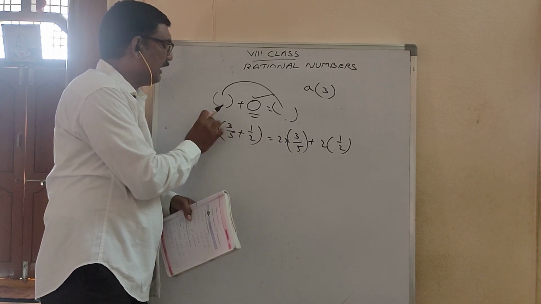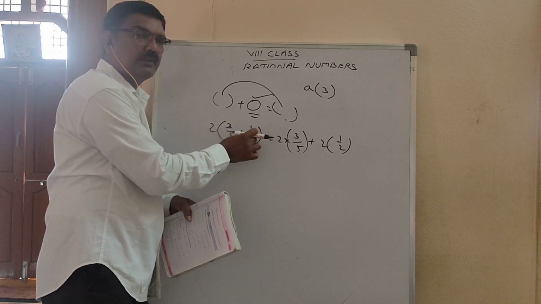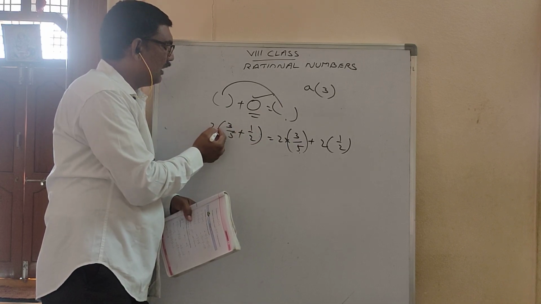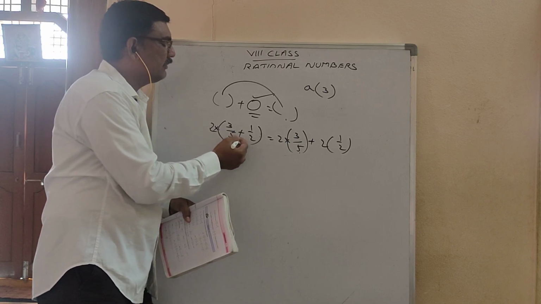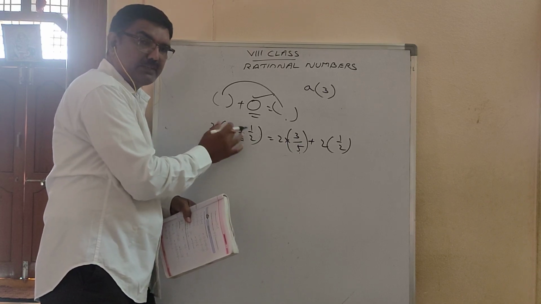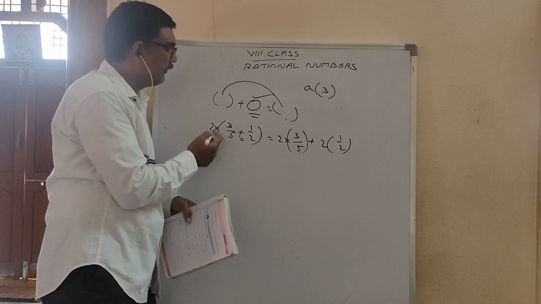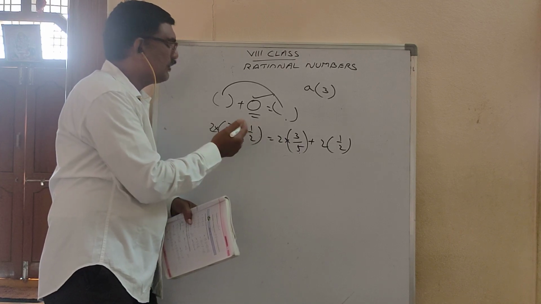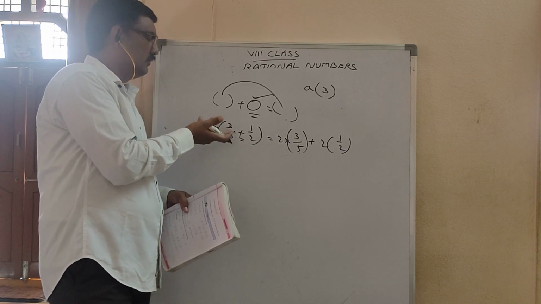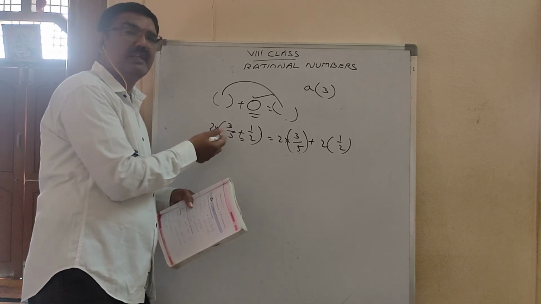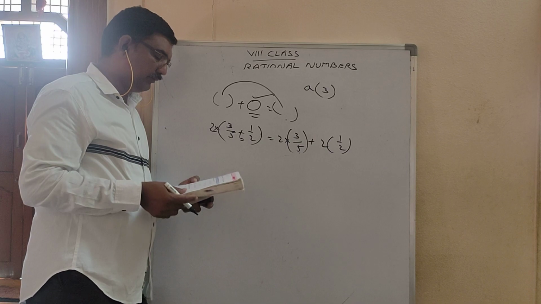See here, 2 into 3 by 5 plus 1 by 2. Just now I said A into B plus C. Here between 2 and the brackets, which symbol is there? Into. Here which symbol is there? Plus. Different symbols. So it is the distributive property, the left distributive law. Distributive property is involved in this example.